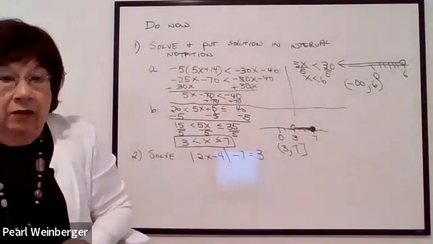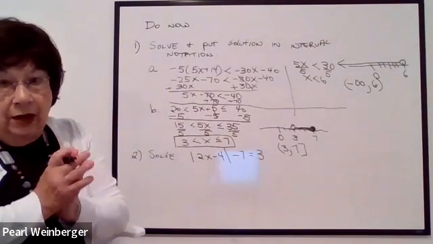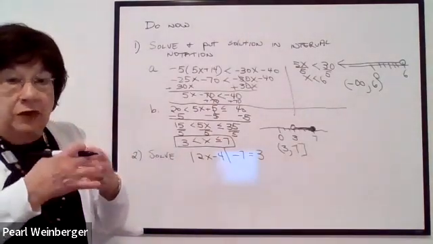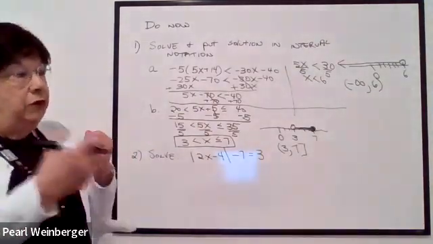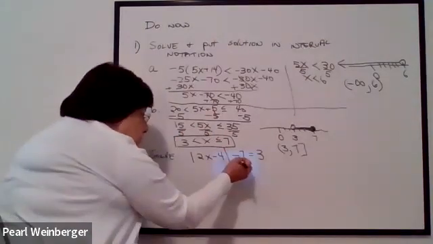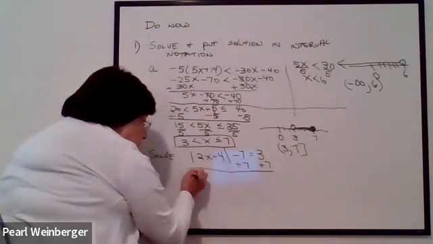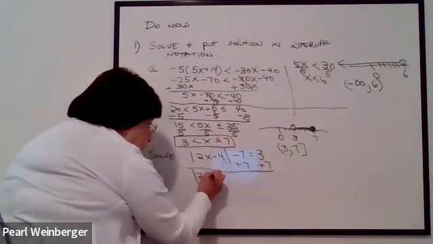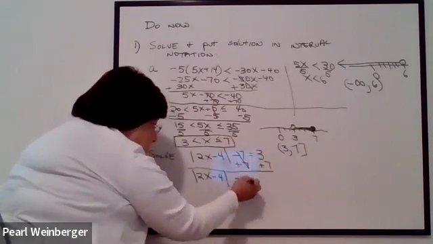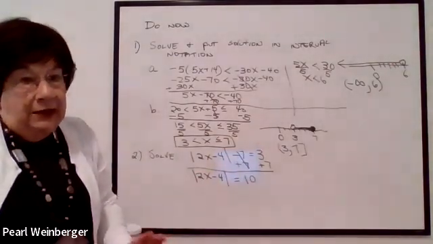And the way we solve, if you recall, an absolute value equation is first we isolate our absolute value. If there's anything outside that absolute value, we've got to get rid of it. And in this case, we do. We have a 7. So I'm going to add 7 to both sides, which gives me that the absolute value of 2x minus 4 equals 10. Notice we now have our absolute value all by itself.